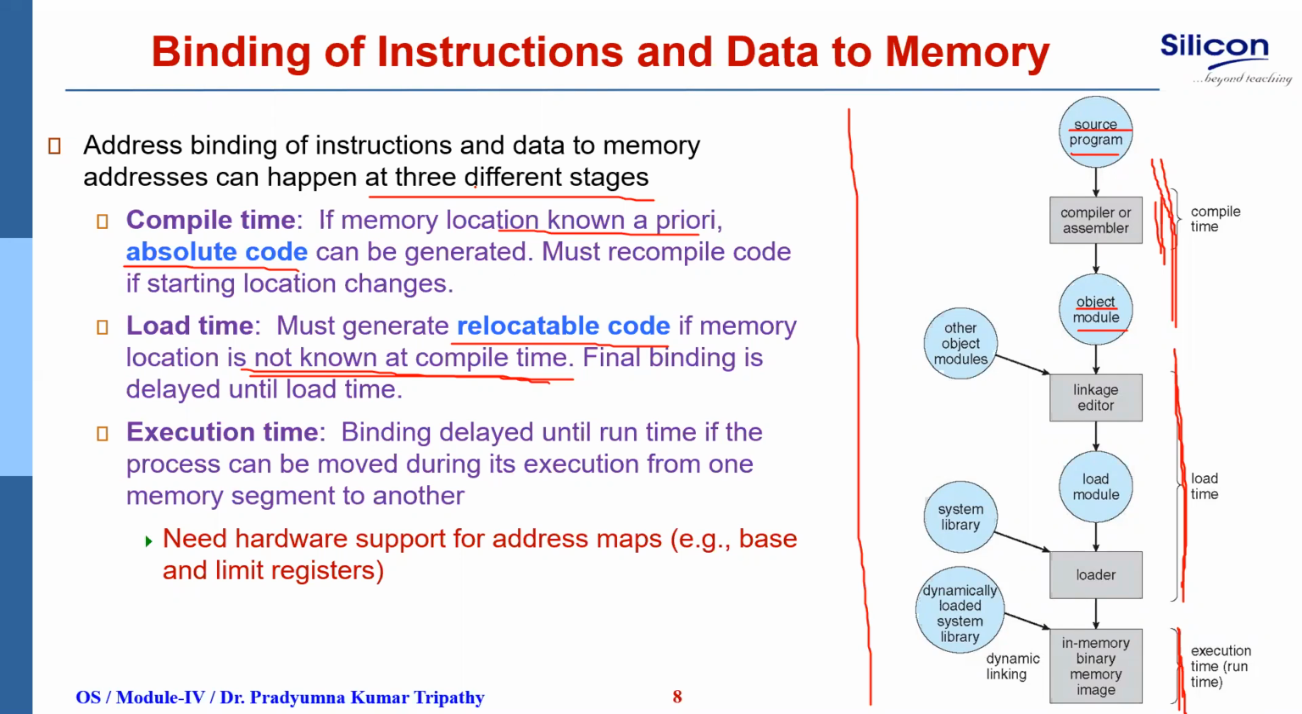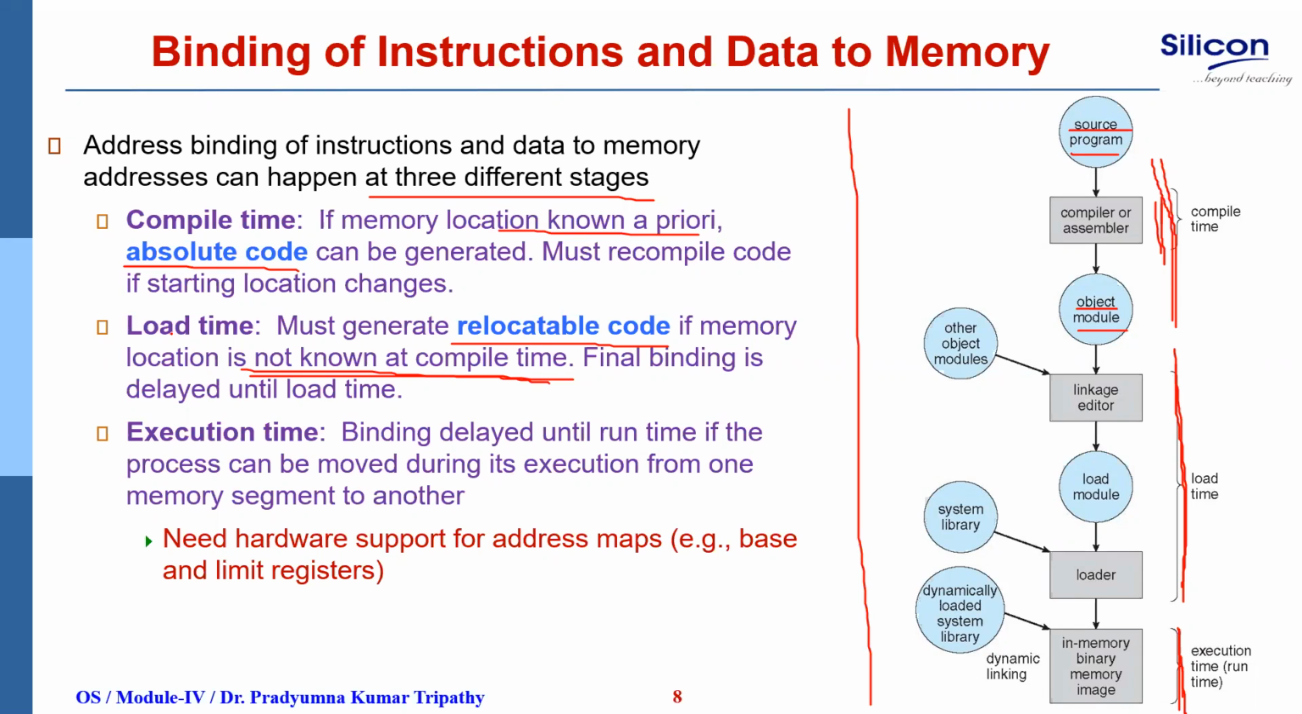Execution time means binding is delayed until run time if the process can be moved during its execution from one memory segment to another. Suppose during execution, I need to move the program from one segment to another segment. Then the binding is delayed, and we say that is done in the execution time. Correct?